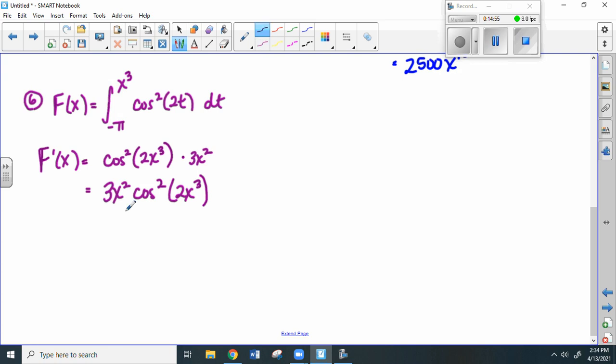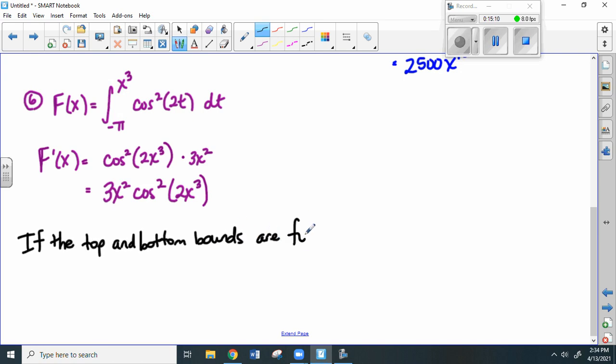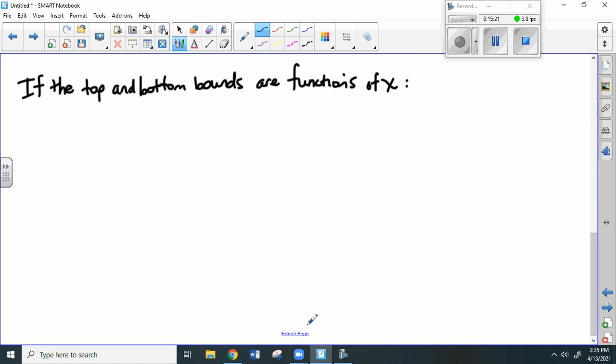Well, what if the top and bottom bounds are functions of x. That means the bottom bound is not a constant. Okay, well, that ends up being more like you kind of follow the process of the first fundamental theorem where you plug in the top one and then you subtract and you plug in the bottom one. Okay, so let me give you an example or two of that.